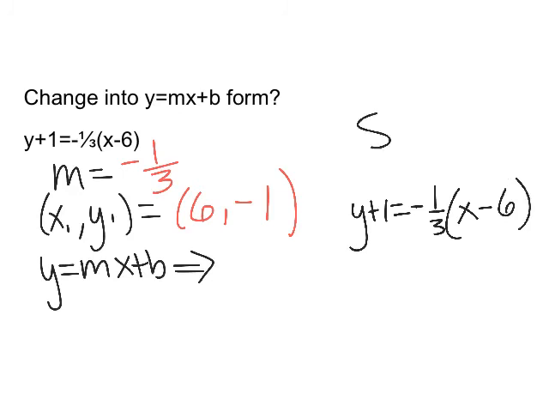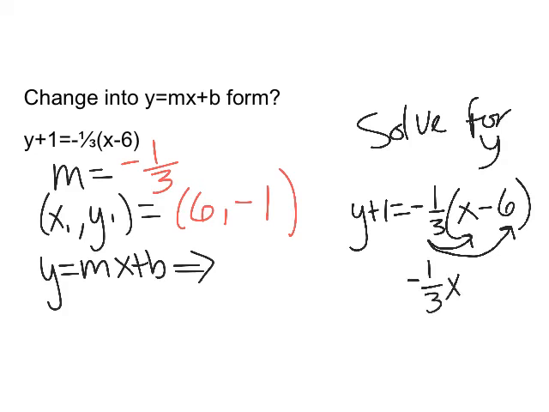And I'm going to solve for y. Well, first thing I need to do is deal with these parentheses here. And I'm going to do that using the distributive property that hopefully you remember from last year. So I'm going to multiply. That gives me negative 1/3 x. And then a negative 1/3 times a negative 6 will give me a plus 2, because 1/3 of 6 is 2. And that equals y plus 1.